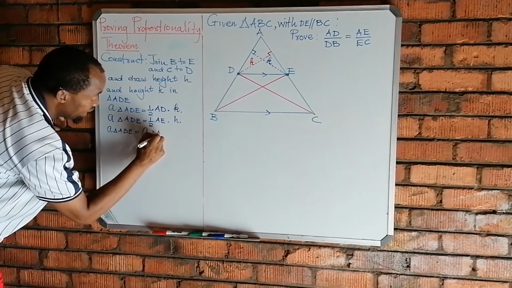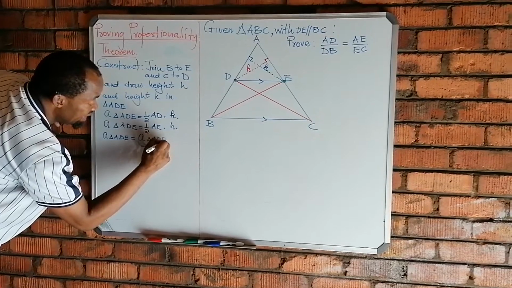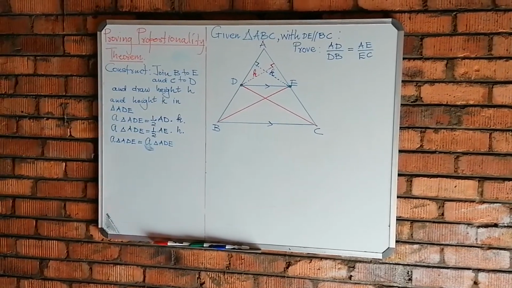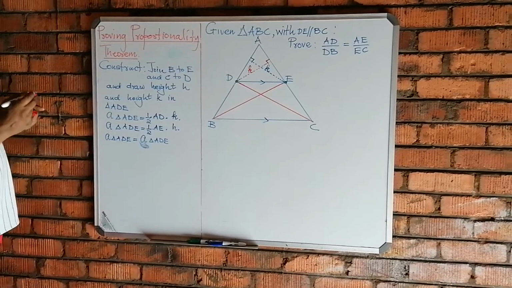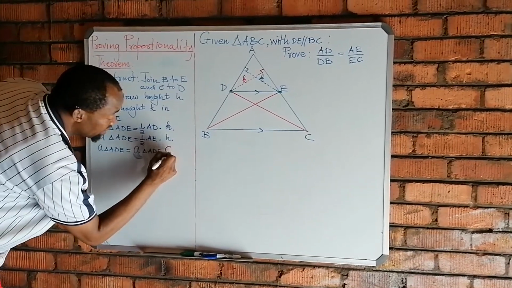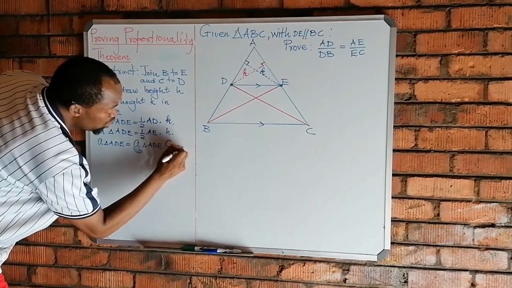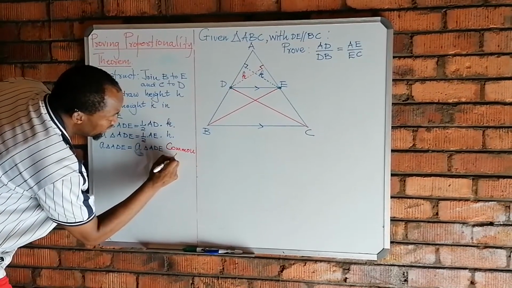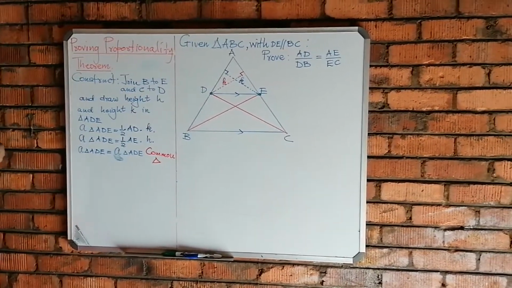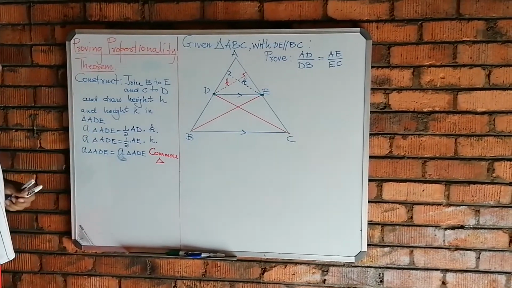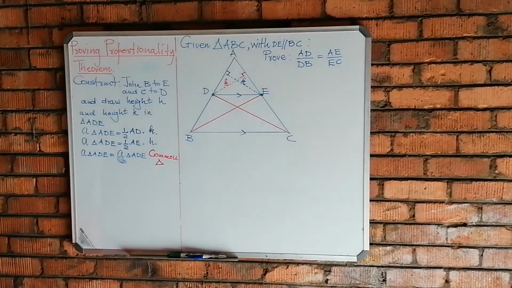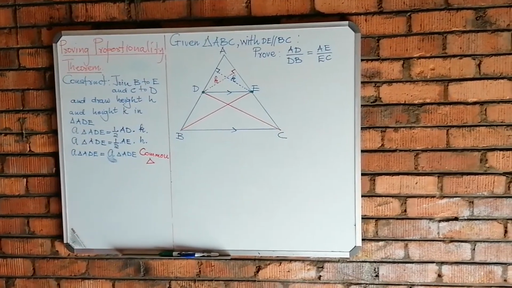Area of triangle ADE will be equal to area of triangle ADE. What is the reason behind that? We have a common triangle. The triangle is the same. We are taking the area using different heights.